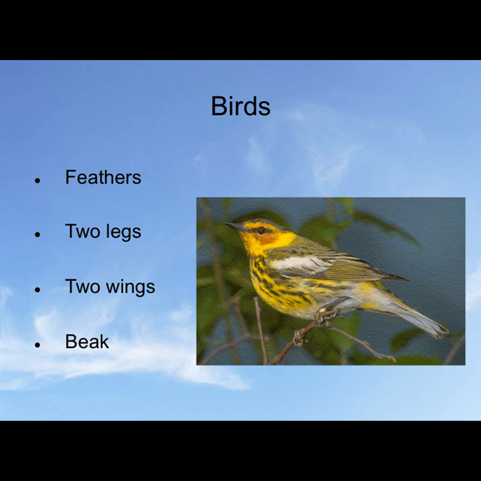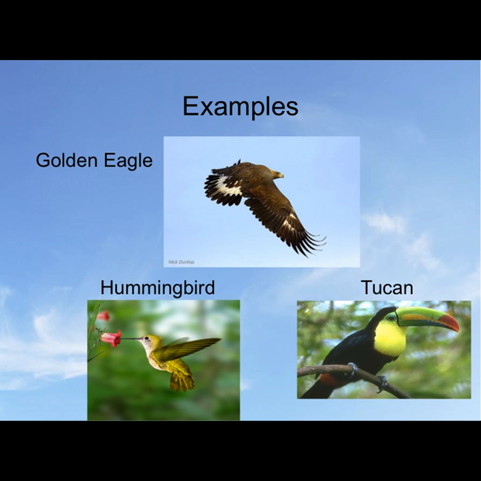First of all, birds. Some unique characteristics about them are they have feathers. They have two legs. They have two wings and a beak, and these are all unique characteristics of a bird from every other type of animal.